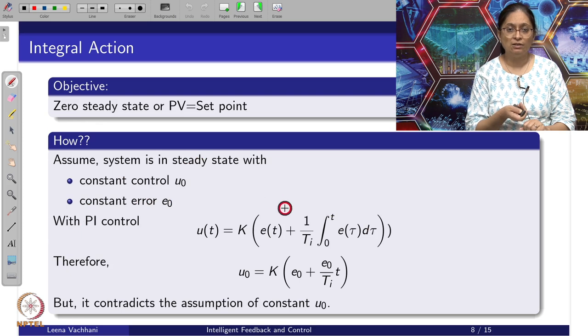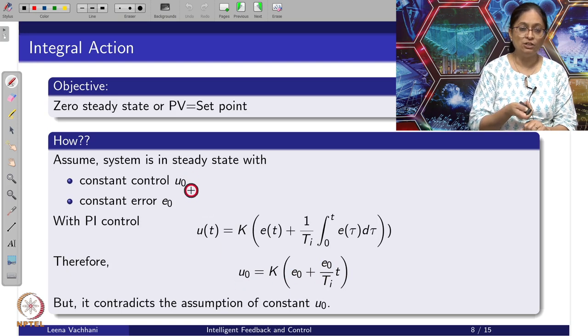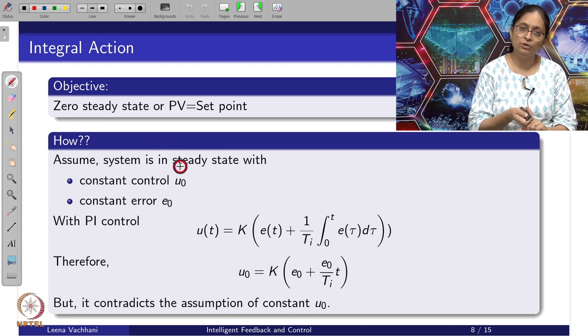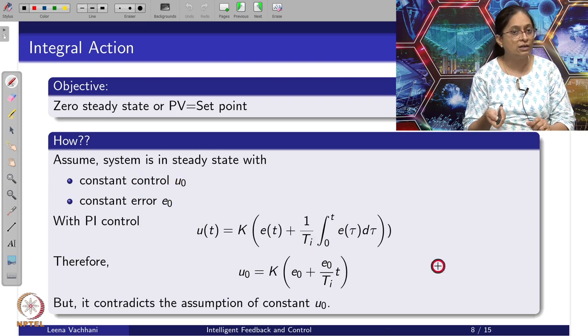Now with PI control, what happens? PI control is given by a proportional gain term and an integral term with an integral time constant. At a steady state, the control input U naught, which is constant as we assumed here, is given by proportional gain times E naught plus E naught by Ti times t. Now this term is growing with time, which means U naught is not a constant. Our assumption was that a constant error E naught gives a constant control input U naught. So this assumption is contradicting, because now U naught is increasing with time.